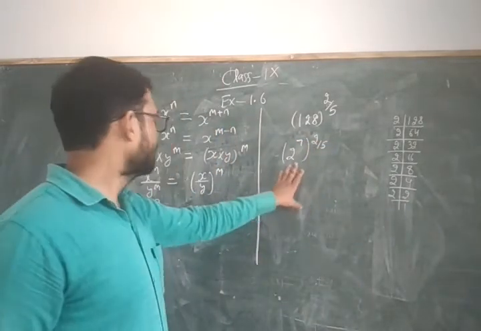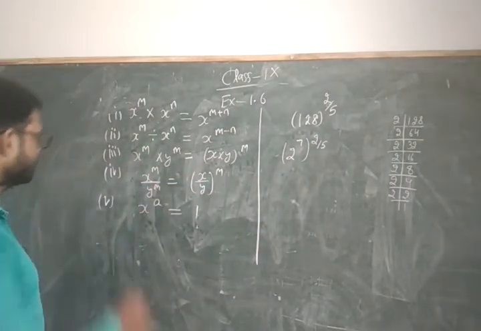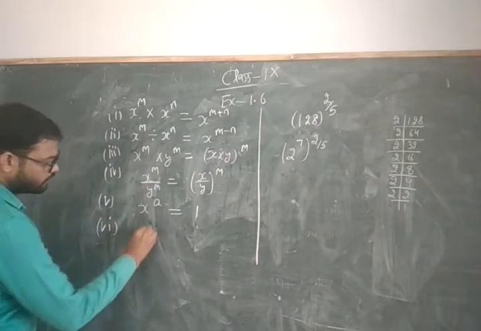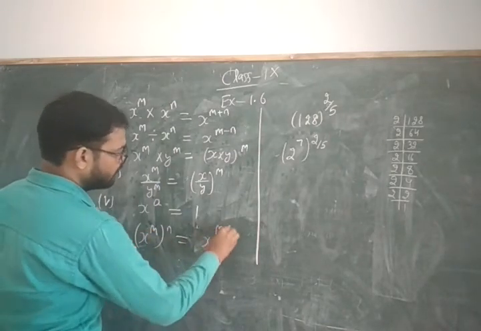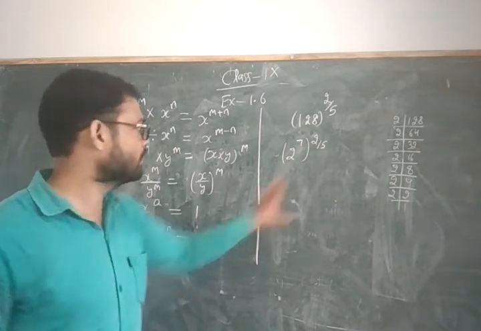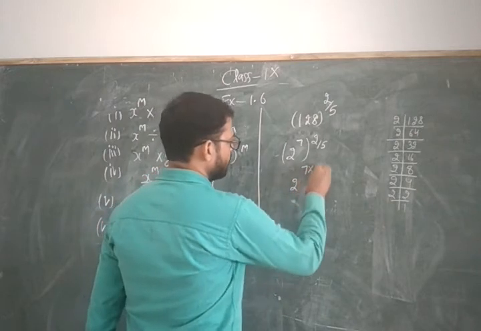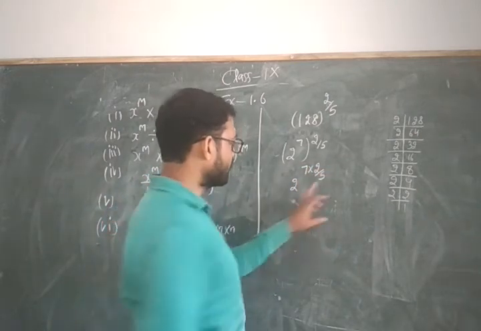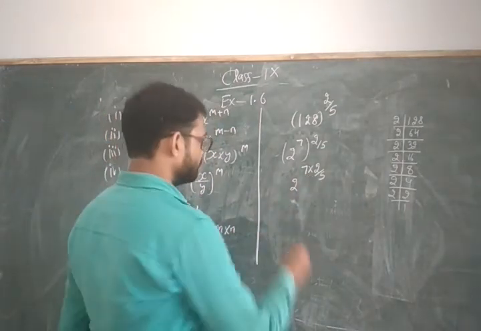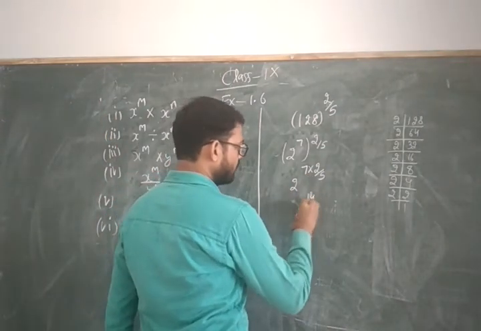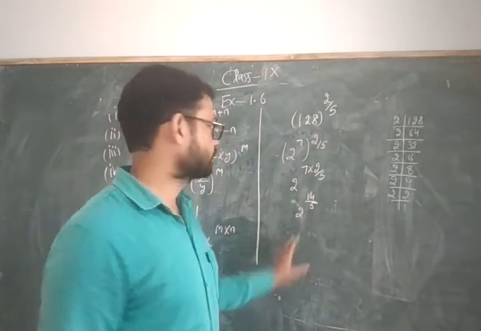And now you can see that here we can apply an identity. Sorry, one identity is left, that is x raised to power m, and its power is n, then you can write x raised to power n into m. So we will apply this identity here in this question. So we can write it as 2 raised to power 7 multiplied by 2 upon 5. If cancellation happens here you can do it, if not, just multiply. So it becomes 2 raised to power 14 upon 5. So this is your answer.